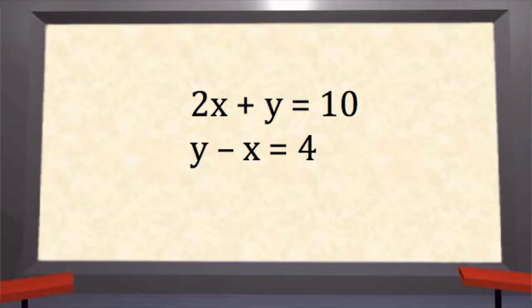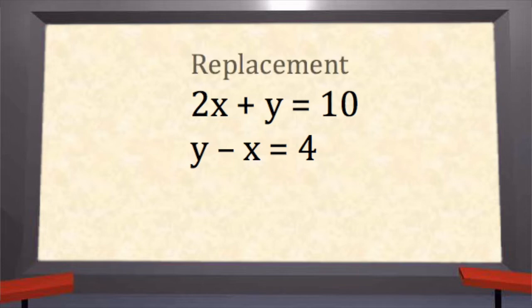This is called a system of equations. And in a system of equations, x will equal the same value in both equations, and y will also equal the same value in both equations. One of the ways we can solve for both variables is with replacement.